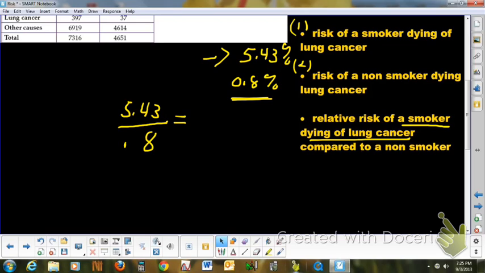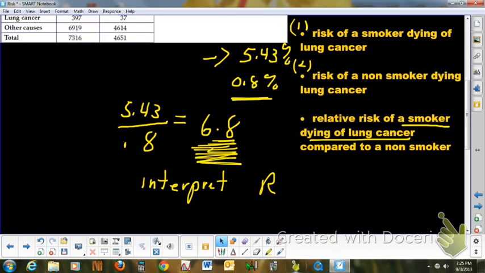And then when we do the division, we get an answer of 6.8. Now, you could turn that into a percentage if you want, 6.8%, but the fact of the matter is that number is the relative risk of a smoker dying of lung cancer. Now, it becomes contextual, and it only has meaning when you actually interpret that 6.8 or 6.8%. You need to interpret it.